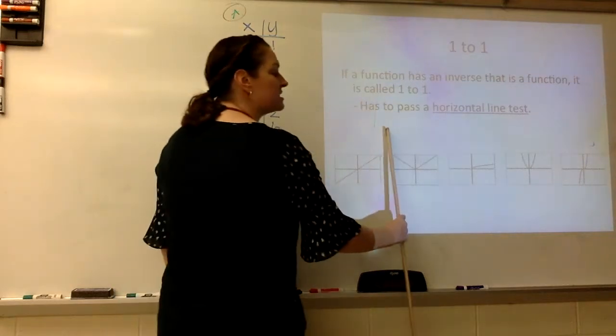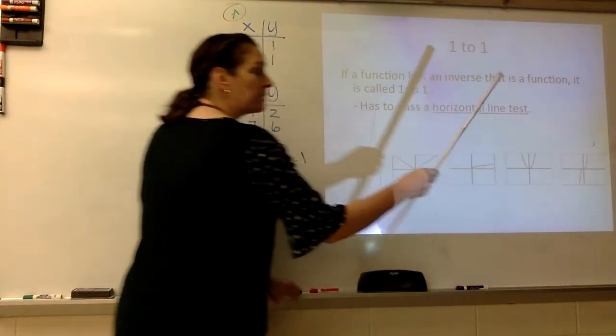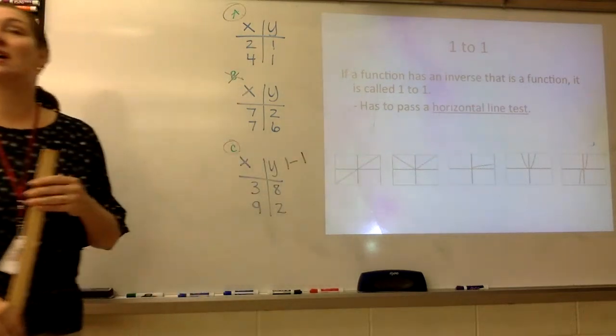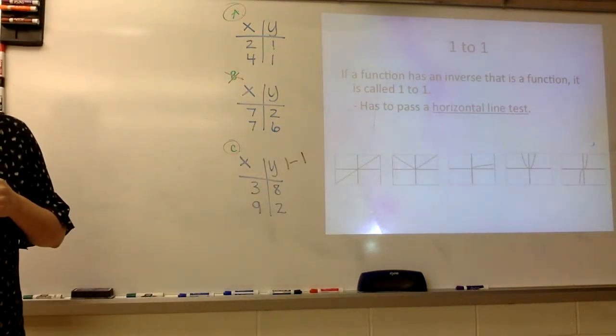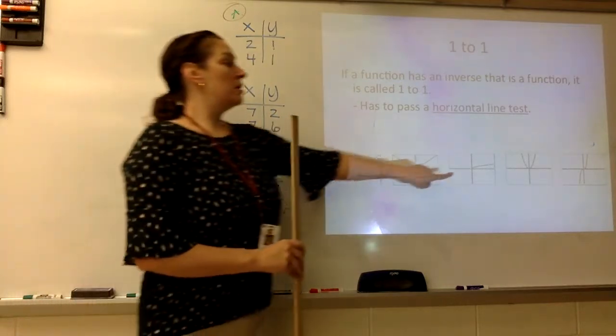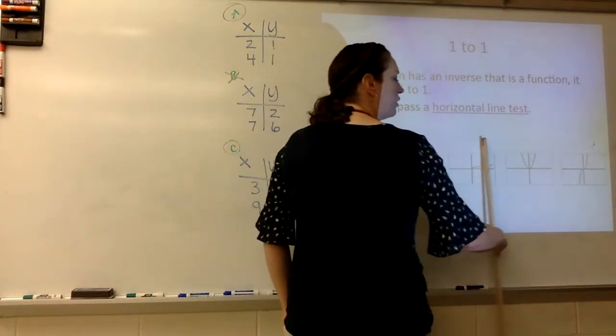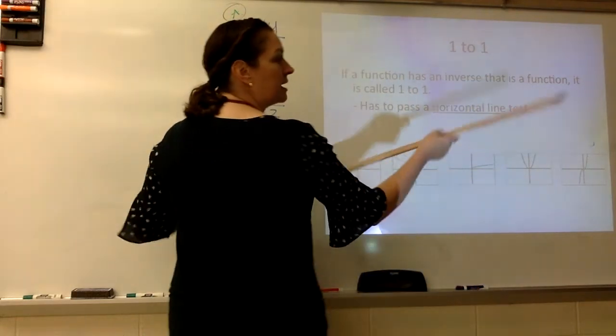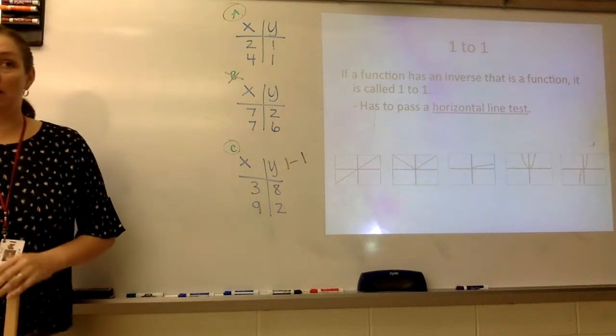Absolute value passes the vertical line test. However, it does not pass the horizontal line test, which means its inverse is not a function. So this is not 1-to-1. Square root function passes the vertical line test, of course, it's a function, and it passes the horizontal line test, therefore it is 1-to-1.